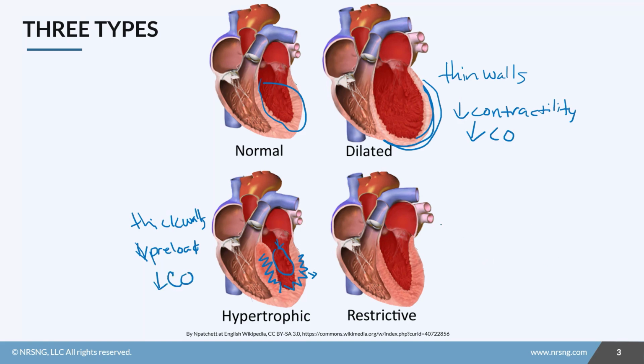And then finally, we have restrictive cardiomyopathy. In this type, the walls are normal size and it contracts just fine. The problem is they're very rigid. So it has almost no stretch. And if it can't stretch, then it struggles to fill and get a good amount of blood out to the body. So if it can't fill, then it can't put out enough blood with each beat. So you get a decreased stroke volume and therefore a decreased cardiac output. So in dilated, contractility is the problem. In hypertrophic, you've got a thick wall preload problem. And restrictive is a filling issue. Okay?